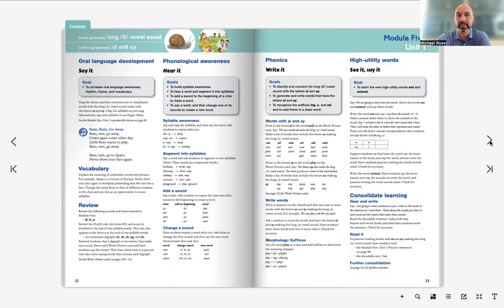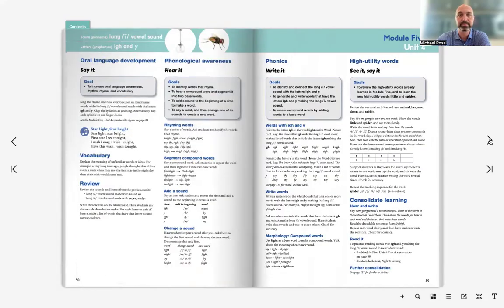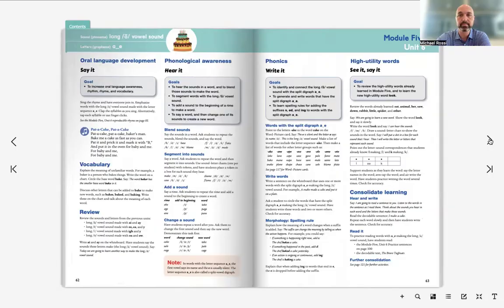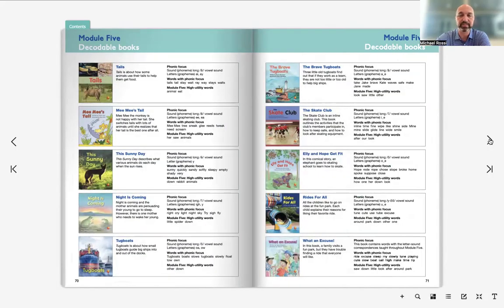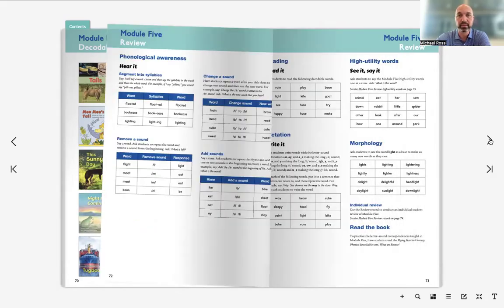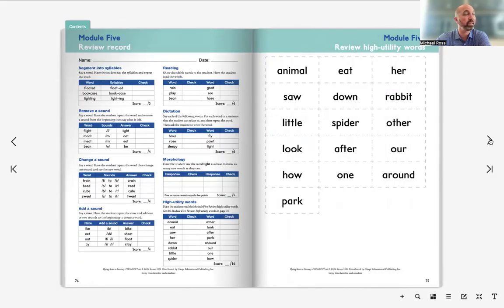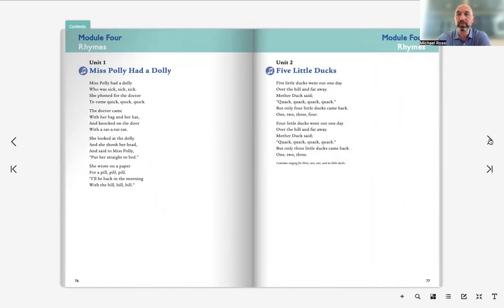And then we move to the second module, where again, you have 10 units and every unit looks the same. So we would go through these 10 units. And then the 10 decodable texts that correlate with module 2 and the skills that were learned. Summative review, summative assessment, and then we move into the poems.